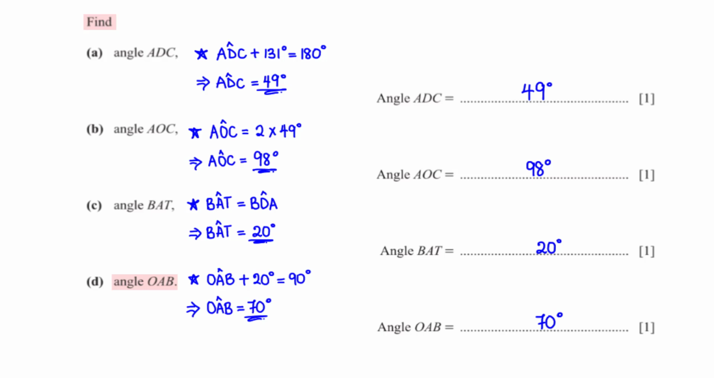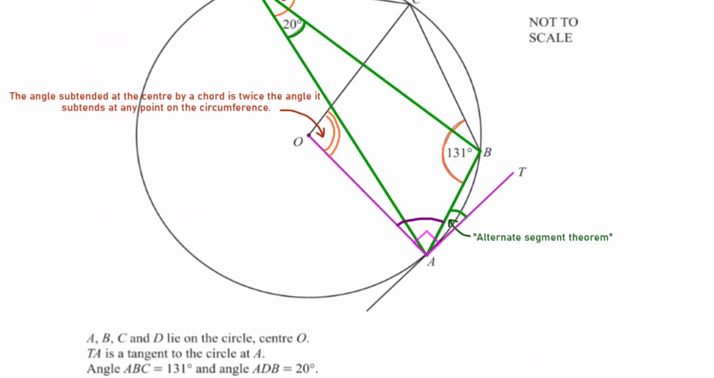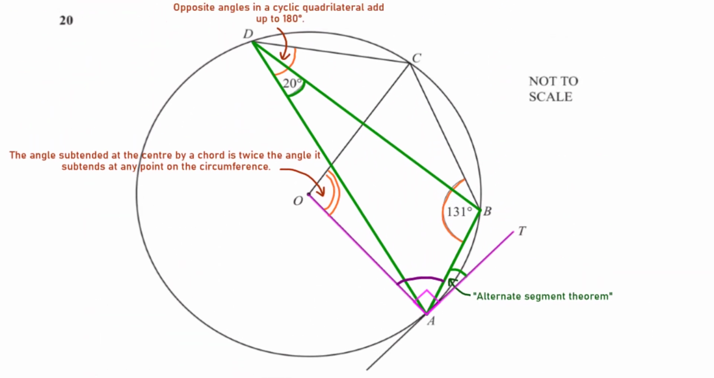Find angle OAB. We know that the angle the radius makes with the tangent is 90 degrees. And so to get angle OAB, we subtract angle BAT, which is 20 degrees, from 90 degrees. This gives us 70 degrees.